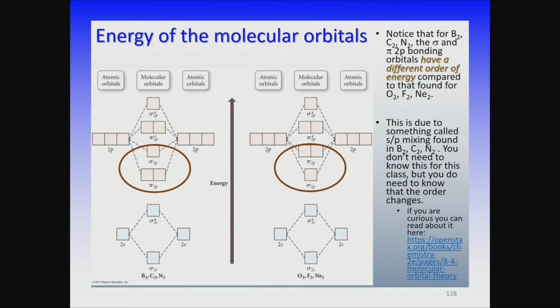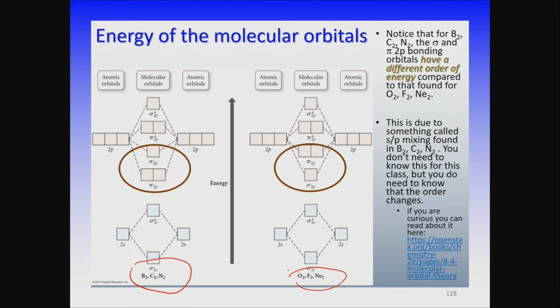So as I kind of pointed out to you earlier, if instead you're trying to figure out the electron configuration of a molecule or a molecular ion of oxygen, fluorine, and neon, the order of the molecular orbitals in terms of energy is different. And so I'm showing you with a circle where that difference is. And so you have to know that difference. This difference occurs because you have something called sp orbital mixing that is occurring in boron, carbon, and nitrogen molecules that is not occurring in oxygen, fluorine, and neon molecules.